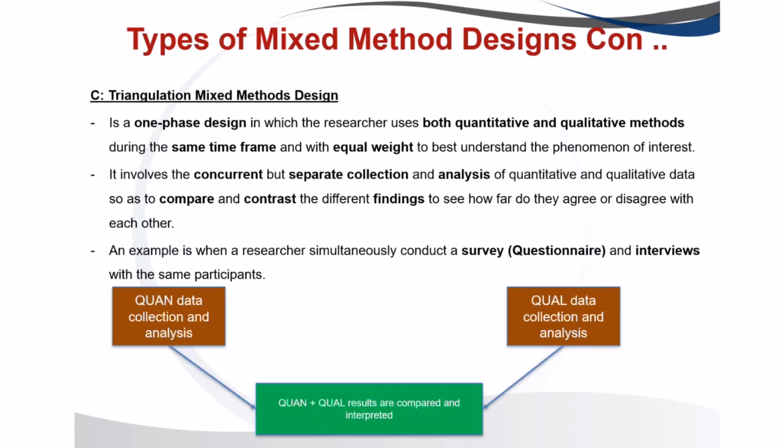Triangulation, that's the one we are familiar with, whereby, as a student, I say I'm using a mixed method. The correct phrase is supposed to be triangulation mixed method, okay? Whereby you collect both quantitative and qualitative data simultaneously, okay? But it doesn't mean that you collect them in one instrument. It's in one research. Then you design both your quantitative and your qualitative instrument, your questionnaire and your interview.